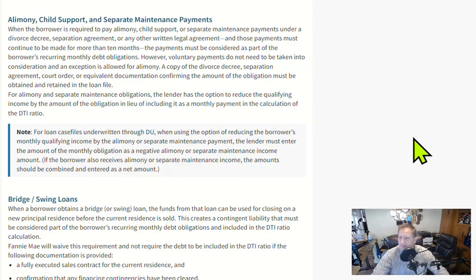For alimony and separate maintenance obligations, the lender has the option to reduce the qualifying income by the amount of the obligation in lieu of including it as a monthly payment in the calculation of debt to income. I'm trying to think if that would make a difference in the math. If we decrease the income instead of putting it as a debt, it might make a little difference in the ratios. It might be worth doing the math on that at some point. I might address that in the next video.